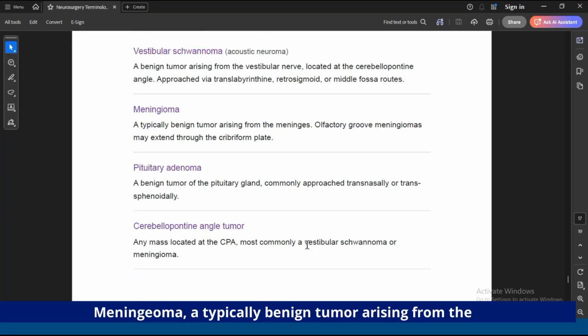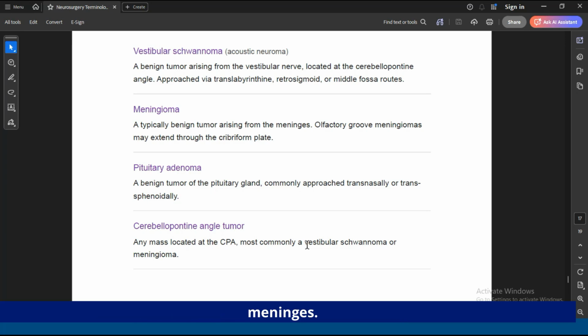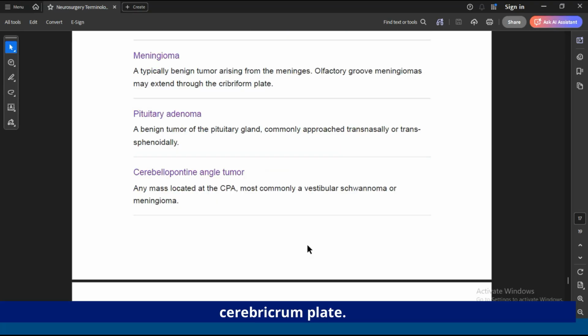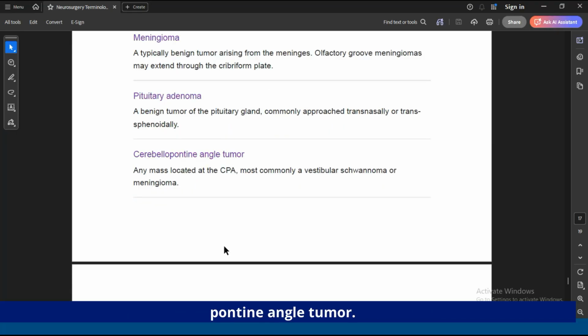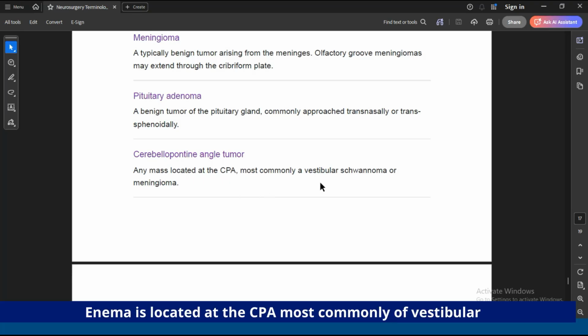Meningioma. A typically benign tumor arises from the meninges. Olfactory groove meningiomas may extend through the cribriform plate. Pituitary adenoma. A benign tumor of the pituitary gland. Commonly approached transnasally or transsphenoidally. So basically transsphenoidally means through the sphenoid sinus. So cerebellopontine angle tumor. Tumors located at the CPA, most commonly a vestibular schwannoma or meningioma.